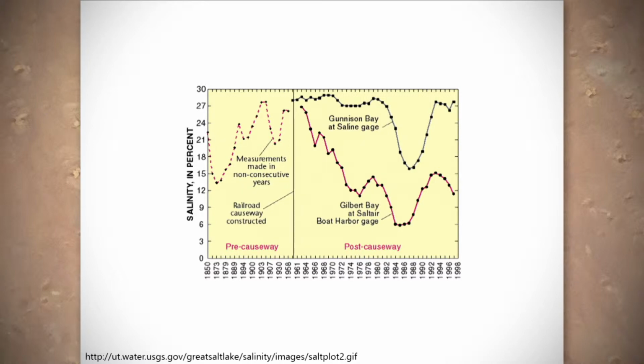Since construction of the causeway, the waters of the north arm of the lake have been nearly saturated with salt. With the exception of a brief period in the late 1980s and early 1990s, the salinity has remained near 27%, almost 8 times as salty as the ocean, making the waters essentially uninhabitable.